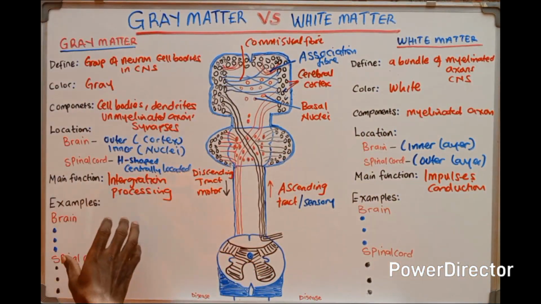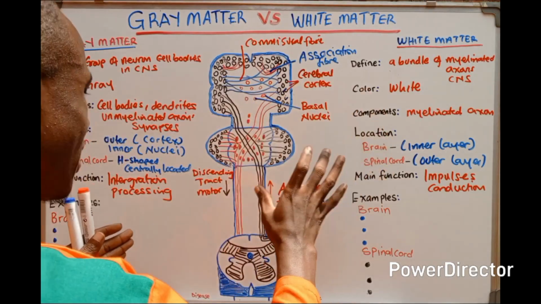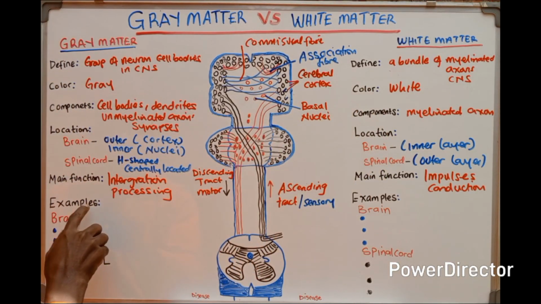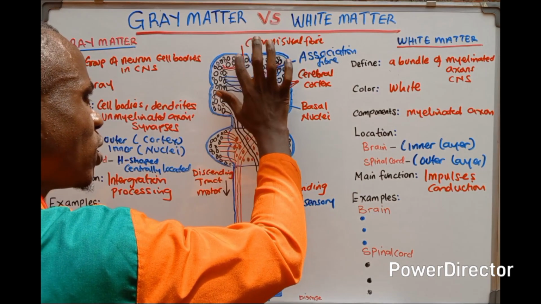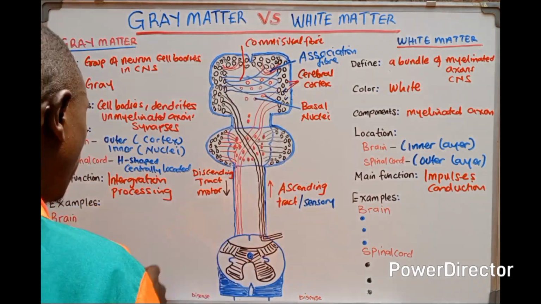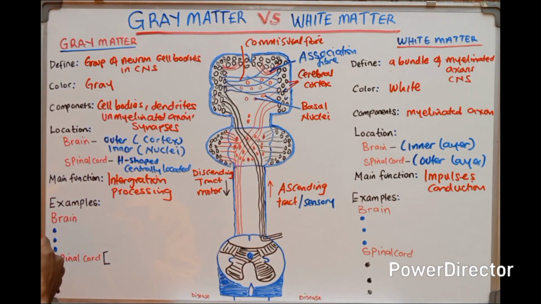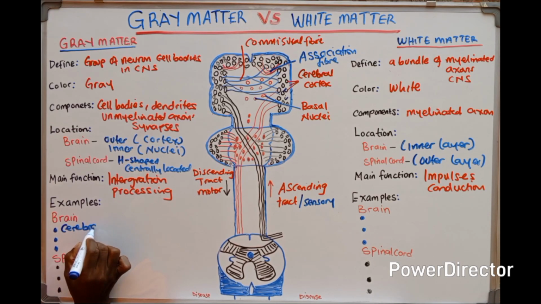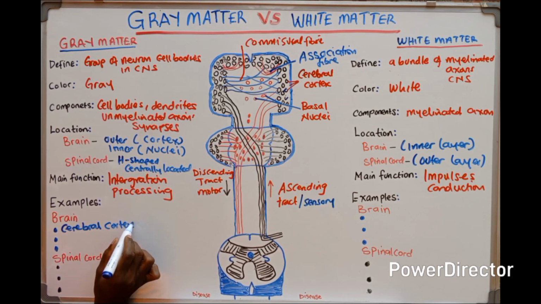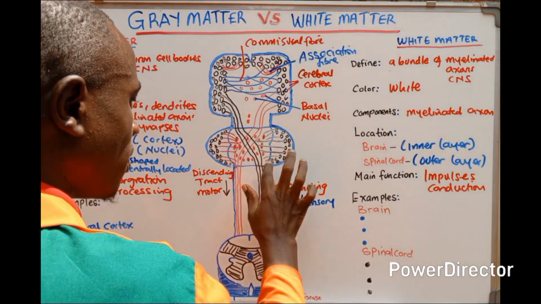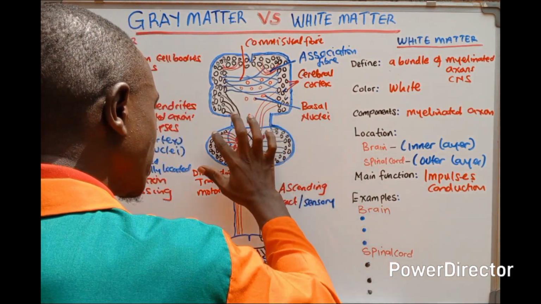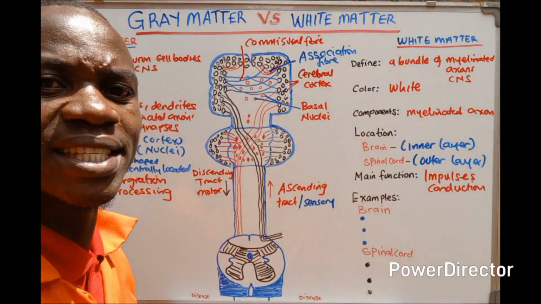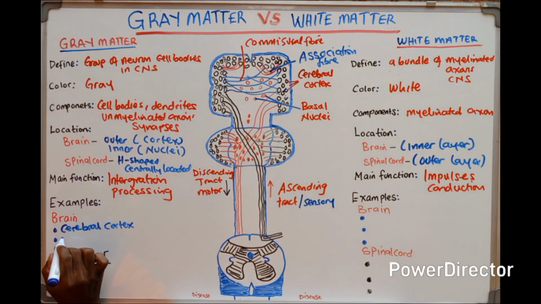Now let us compare the gray matter and the white matter by examples. When we come to the examples of the gray matter within the brain, we have the following. This gray matter is located on the periphery of the cerebrum, and it's what we call the cerebral cortex. Then we also have this gray matter on the outer layer of the cerebellum. We simply call it the cerebellar cortex.